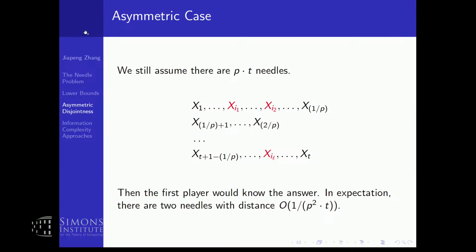If you do a probabilistic calculation, we know that with high probability there are 2 needles with distance 1 divided by p squared times t. So whenever t is much larger than 1 divided by p, you will see 2 needles that are really close to each other. So this partition is really hard, and therefore we are not able to find such a nice partition. This is the main difficulty of this problem.